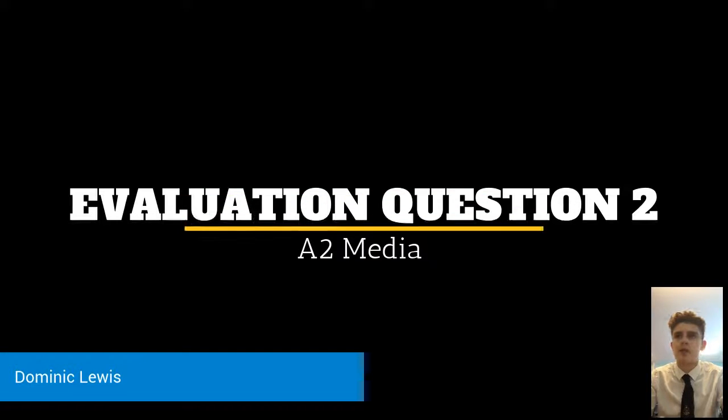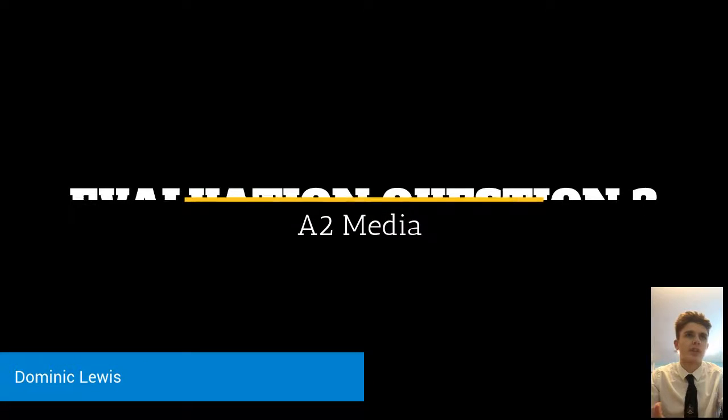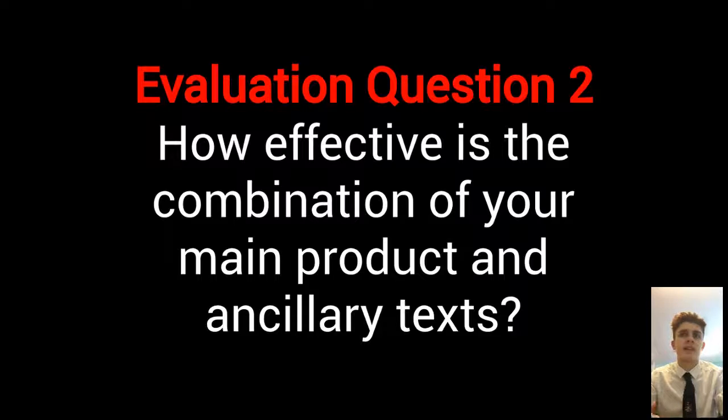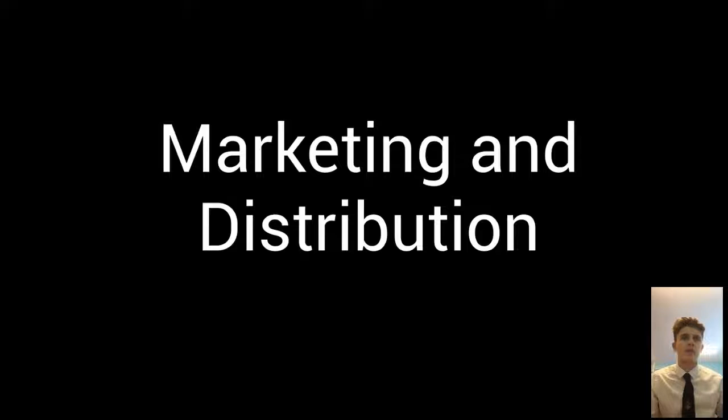So this is evaluation question 2, and this is how effective the combination of our main product and ancillary text are together. We'll be looking at the different elements that made the film poster, the film review and our main short film, and we'll break down the methods of the way it was successful in marketing and distribution.